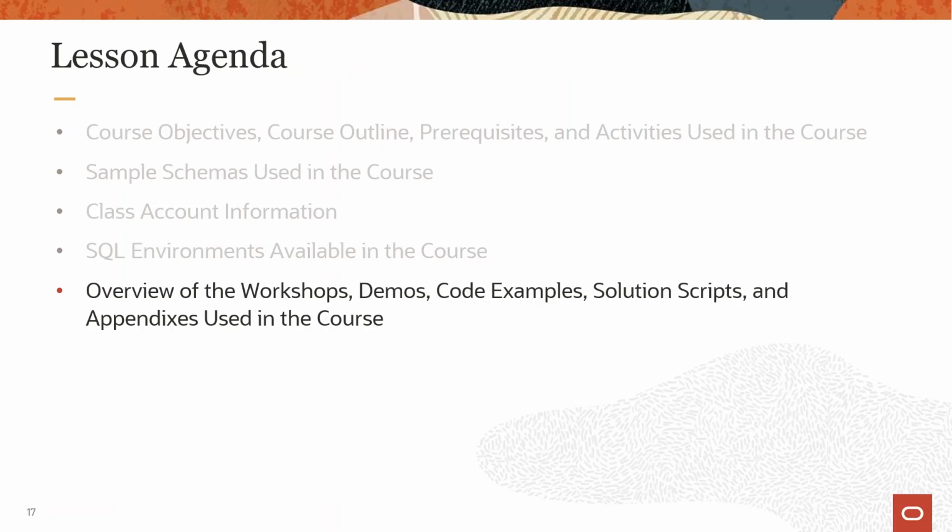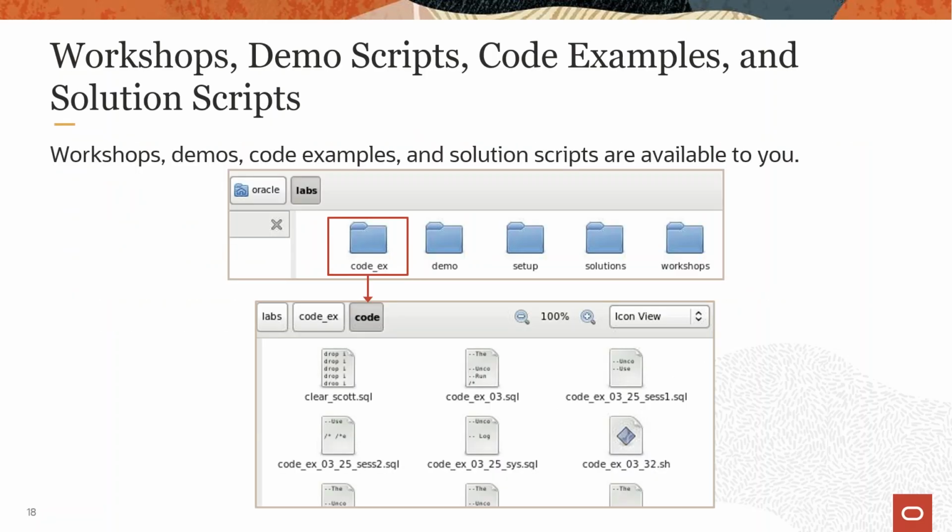The last topic of this chapter handles an overview of the workshops, the demos, the code examples, solution scripts, and appendixes that are being used within this course. Now, when following this course, like I've already mentioned earlier, you will have access to a practice machine. On that practice machine, you have an already installed database. There are sample schemas foreseen inside that database, but also upon that practice machine, several folders are being provisioned in order to make the workshop, in order to make the exercise.